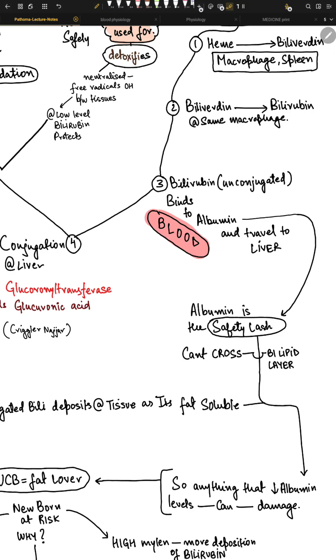And this conjugation is usually done in the liver by hepatocytes, right? What are hepatocytes? Hepatocytes are just the cells that are present inside the liver. So that's the concept right here. So this bilirubin, it binds to albumin, right?